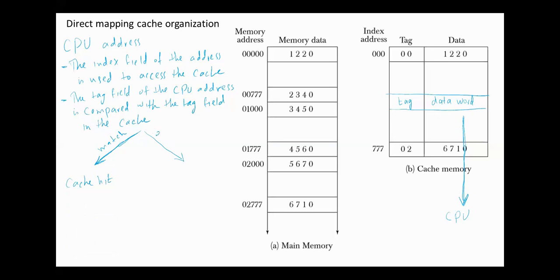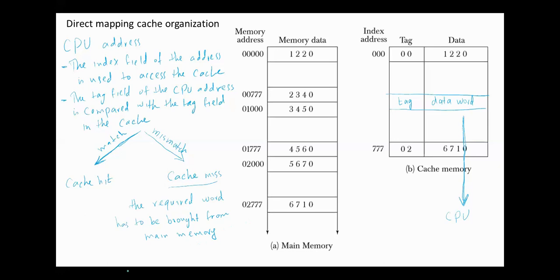If the tags are not equal, in this case, we have a cache miss and the required word has to be brought from main memory. It's then stored in the cache together with the new tag, replacing the old one.